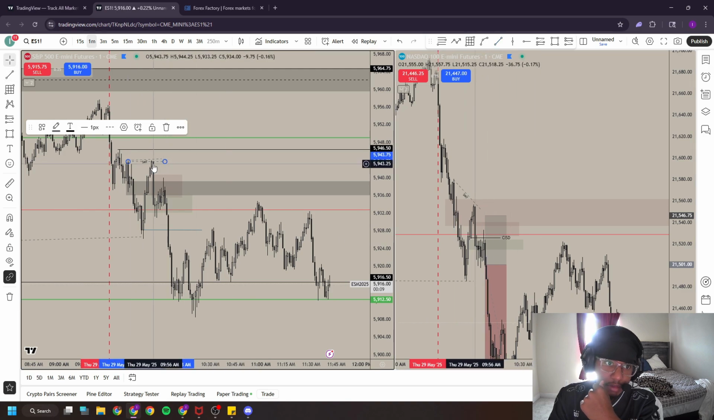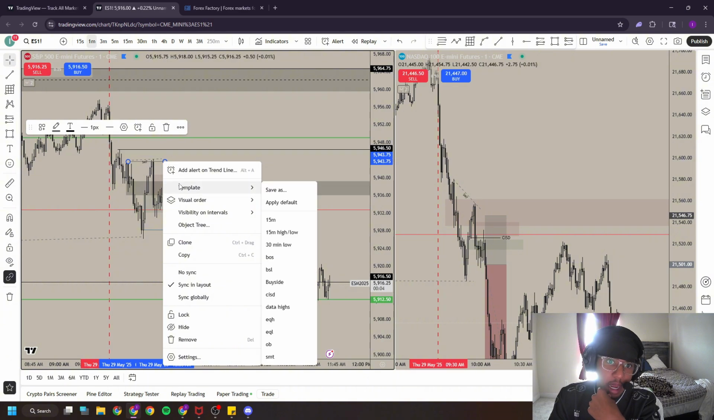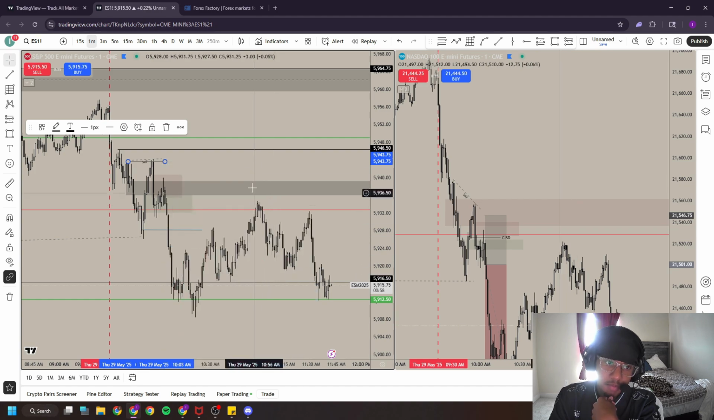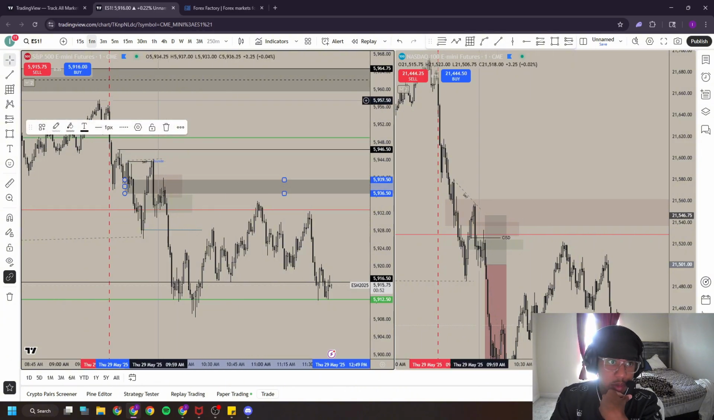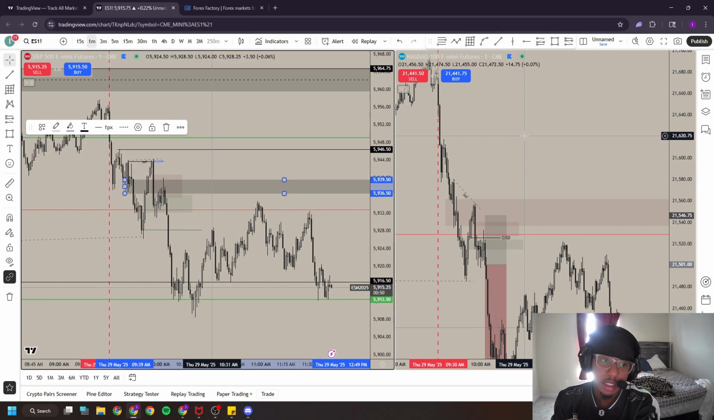But like I've been saying recently, I don't like to take trades where liquidity has been swept, because more times than not, when the liquidity hasn't been swept and there is a divergence between the two, the one without the swept liquidity tends to have the most power.